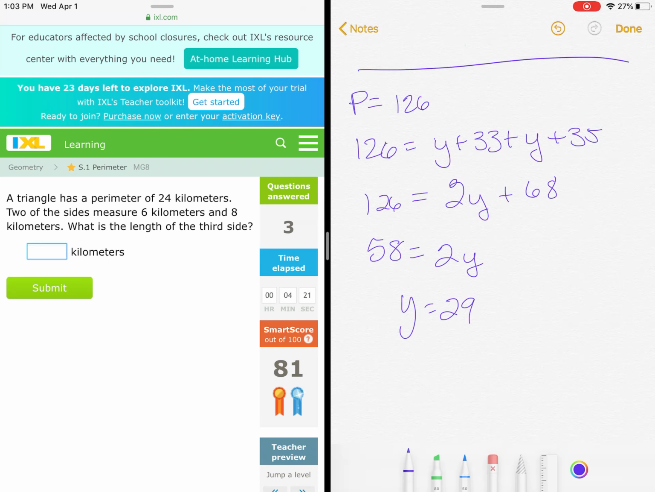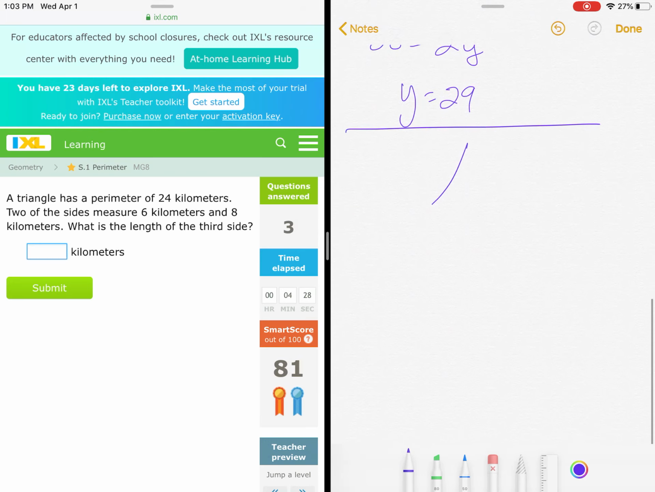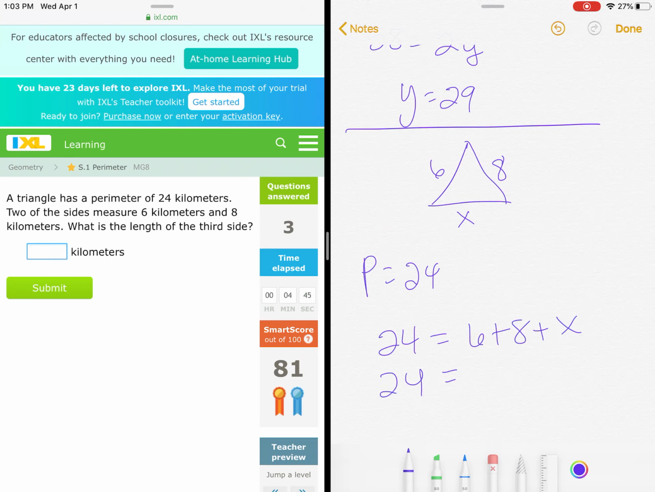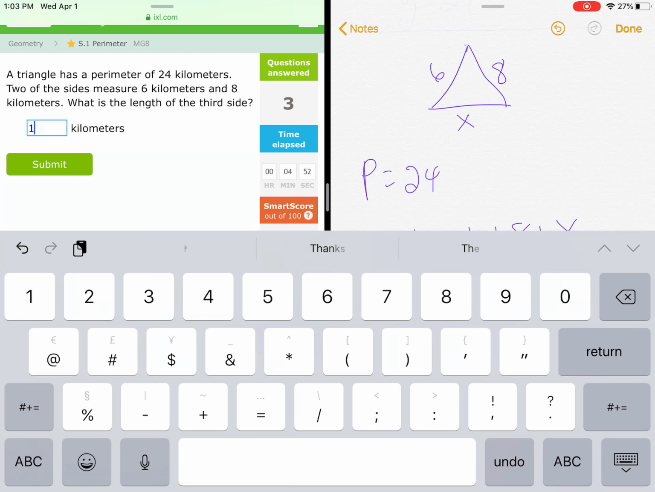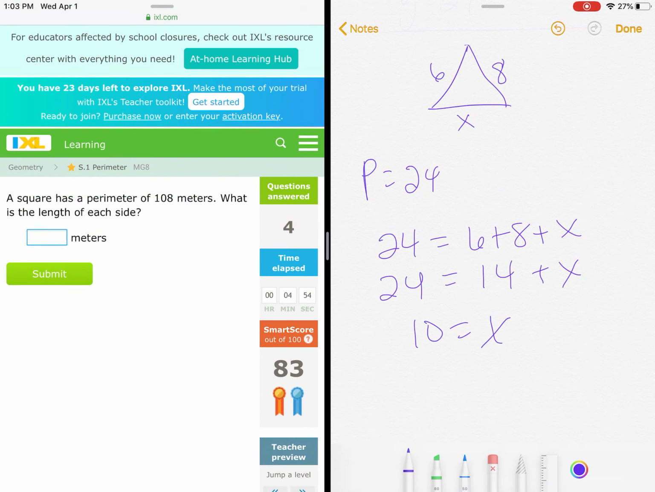All right. And then this one tells you it's a triangle, so draw your triangle. It has a perimeter of 24. 2 sides are 6 and 8. What's the other one? So it works just like the other. You just have to draw a picture first. So 24 equals 14 plus the third side, so it's 10. All right, so that's perimeter.